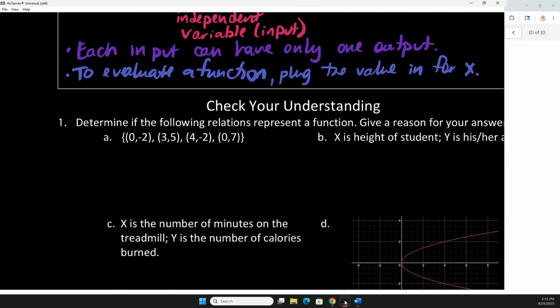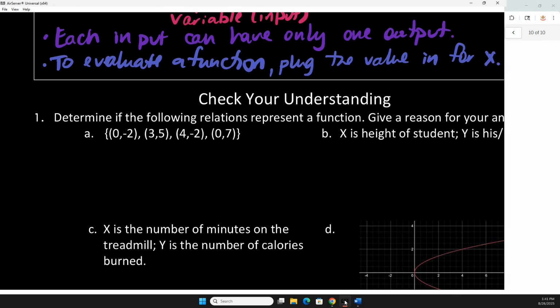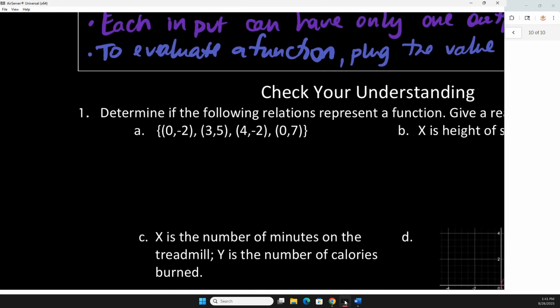Alright, so in example 1, we're going to look at these relations. Sometimes they're words, sometimes they're ordered pairs, sometimes they're a graph. And we're going to determine if it represents a function.